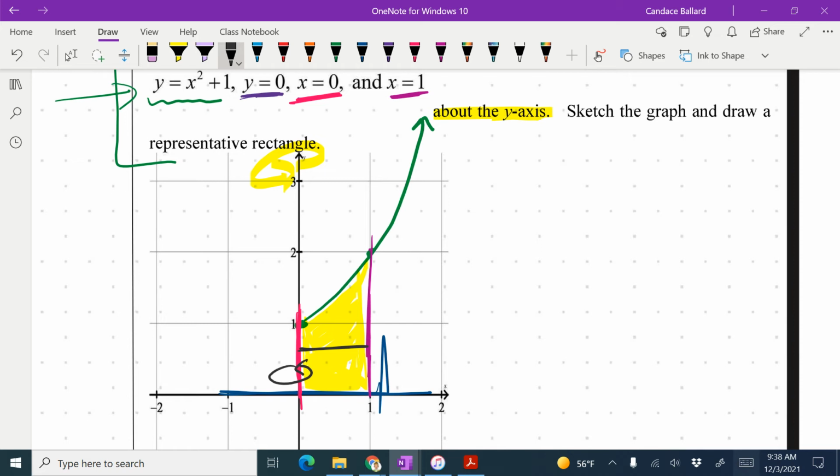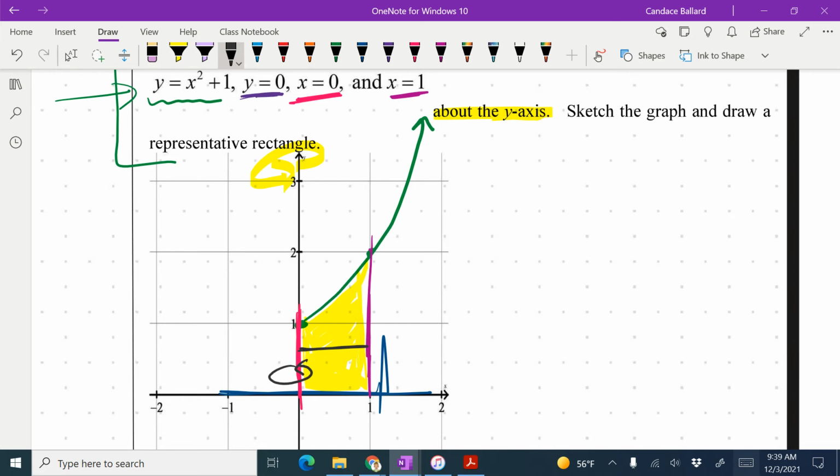And remember with the disc, your region is touching the axis of revolution, whereas we'll deal with the washers on Monday, but with the washer, it's not. That was kind of a thing we learned last year.